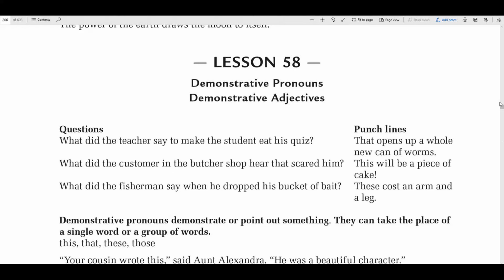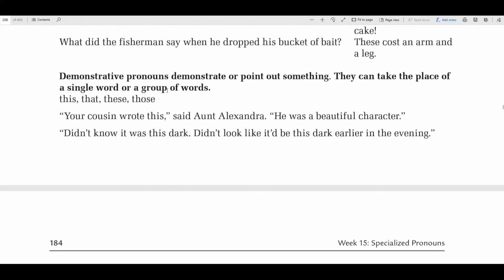Okay, so these are just the punchlines here. Notice what word they start with. That, this, and these. Okay, including one more, the word those. So this, that, these, and those are going to be the words that we're going to be talking about today. These are demonstrative pronouns, and they demonstrate. The reason why they're called demonstrative is because they demonstrate or point out something. They can take the place of a single word, or they can take the place of a group of words. Keep that in mind. This, that, these, and those.